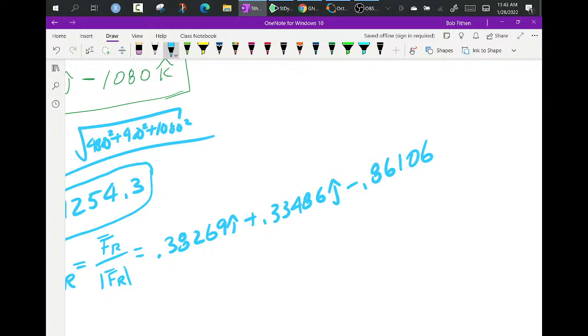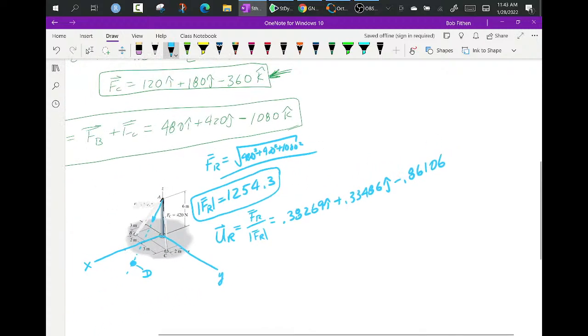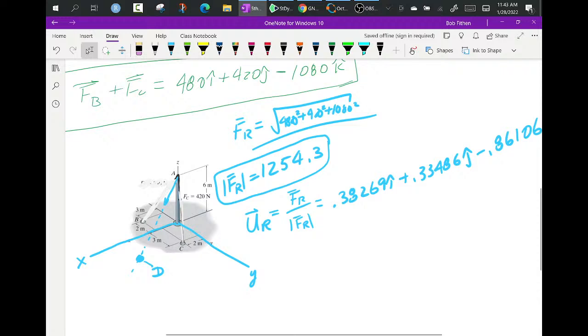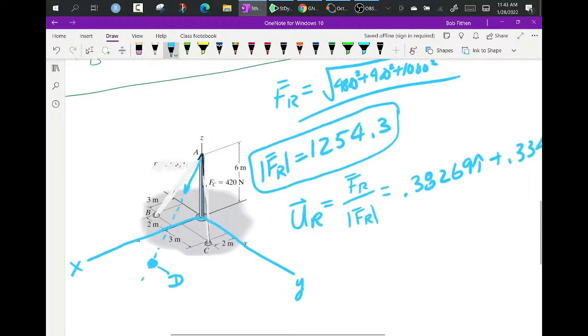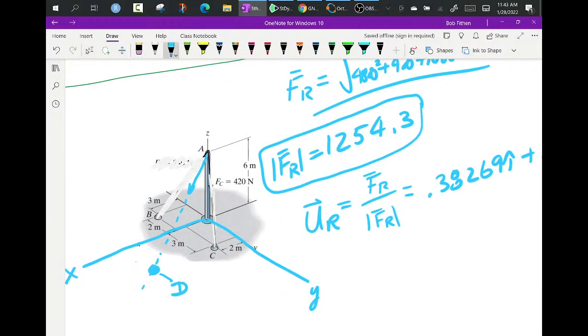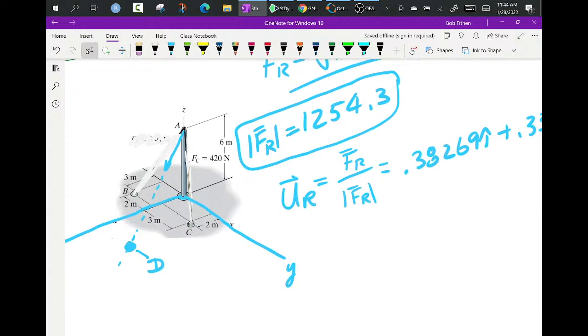Now, I'm going to try something different. I'm going to do something really weird. Okay, let's think about this. If I'm going to basically draw a vector, I want the other end of this vector. This will take a little thought.